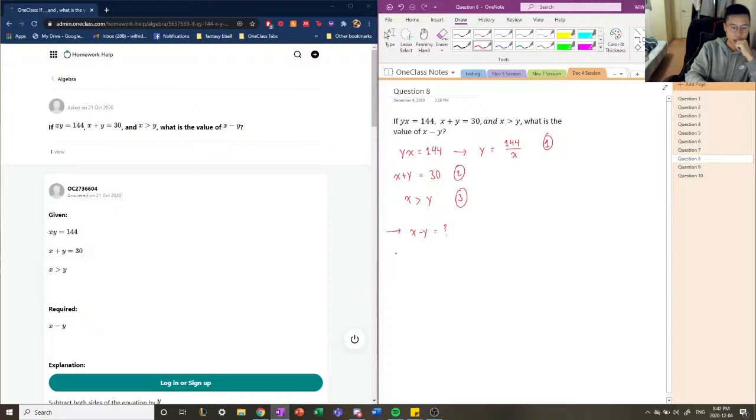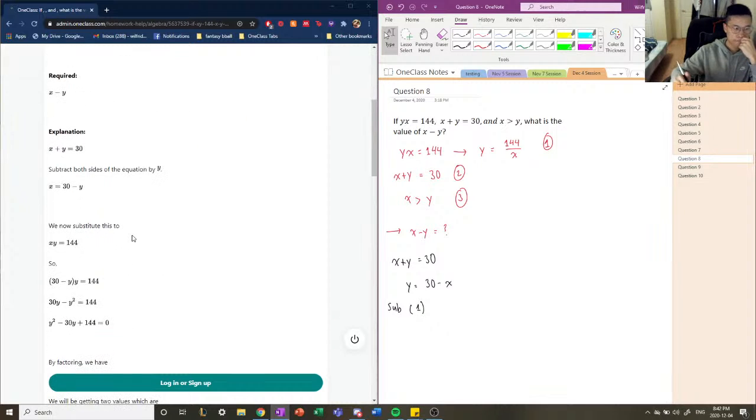So if we take down 2, so let me use a black marker here. x plus y equals 30. Let's isolate for y. So that's going to be 30 minus x. We're going to sub in 1 here. Actually, hold up. Let me do this the other way.